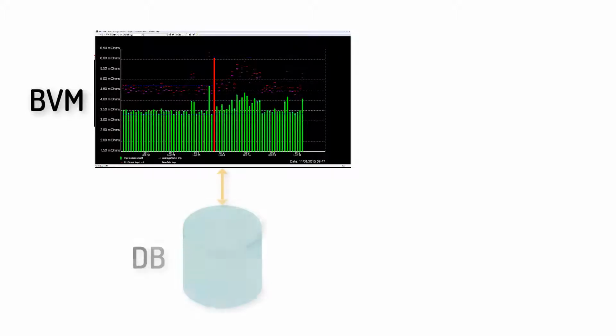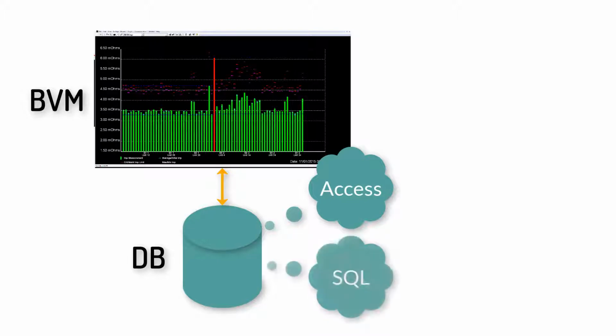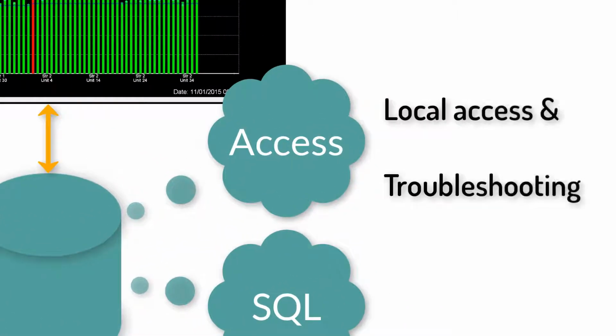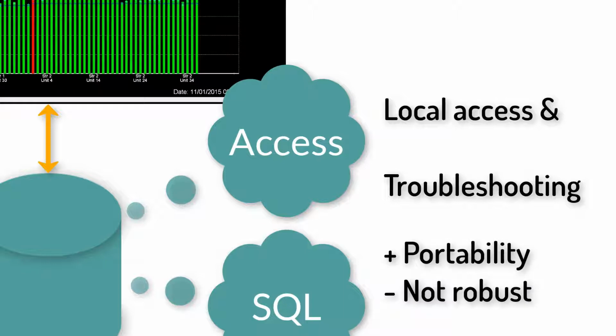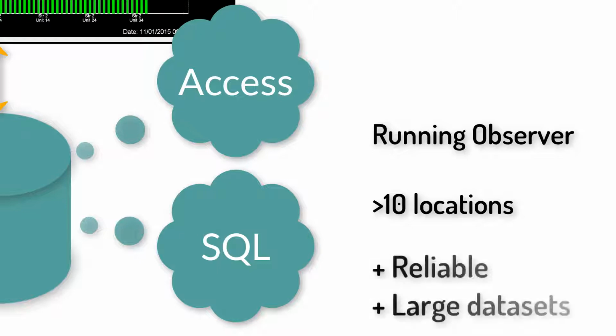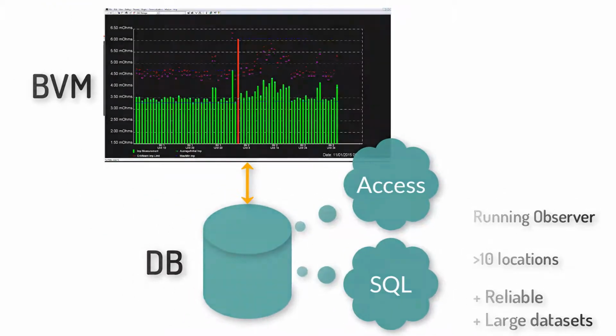BVM stores each location's data in a database, either as Microsoft Access or Microsoft SQL Server, or SQL. For local battery monitoring access or troubleshooting with a laptop, the Access database would be used. Access is convenient for portability, but isn't as robust as SQL. For a server running Observer and collecting data from 10 or more locations, SQL is required. Using SQL as the backend database makes it more reliable, especially once the battery data history grows.